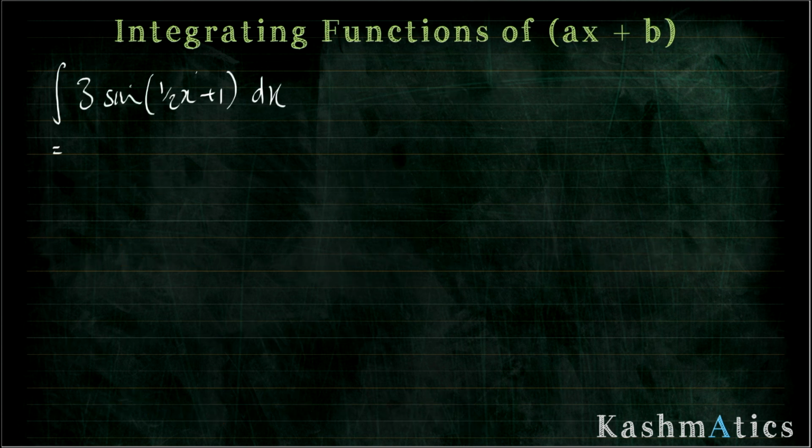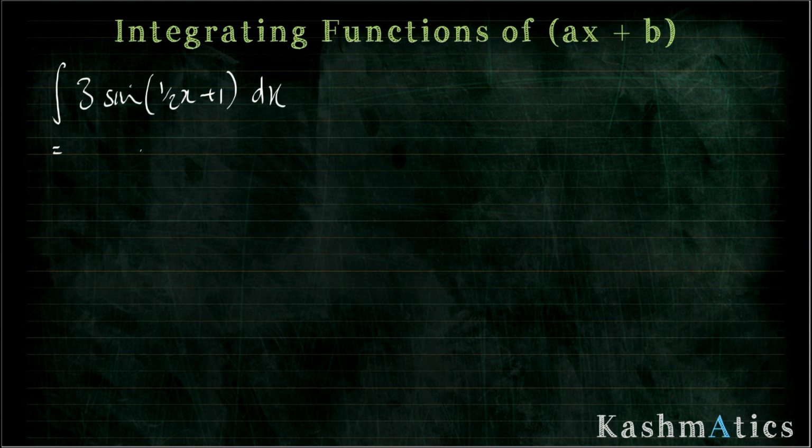So this is our first example, the integral of 3 sine (a half x plus 1). So you can see there's a linear function here. Okay, that's a linear function. So all I need to do is just remember to divide by a half, which is the same as multiplying by 2. Okay, so let's just give that a go.